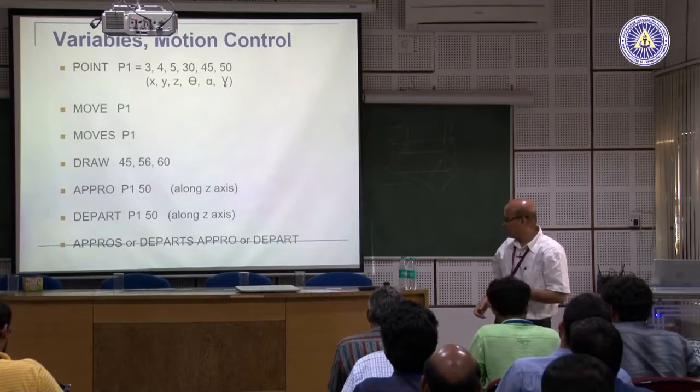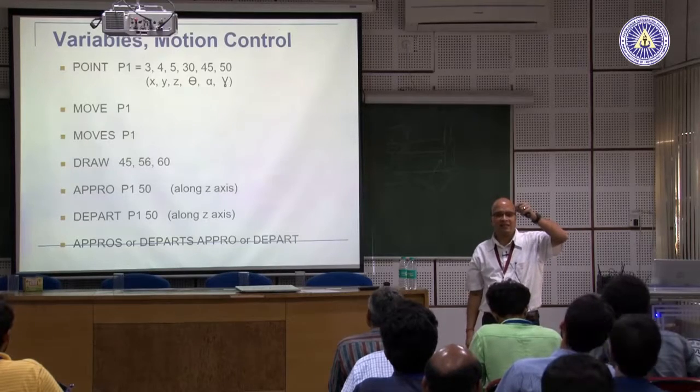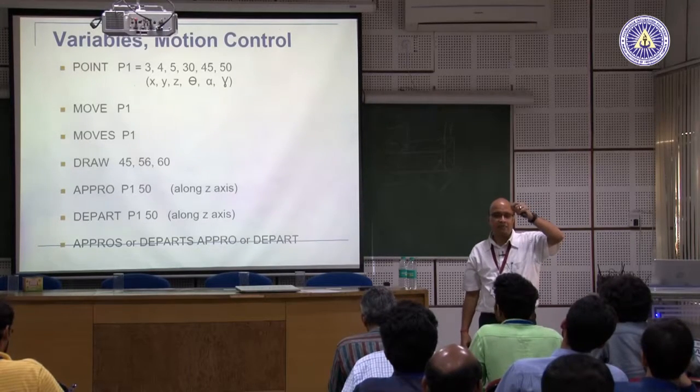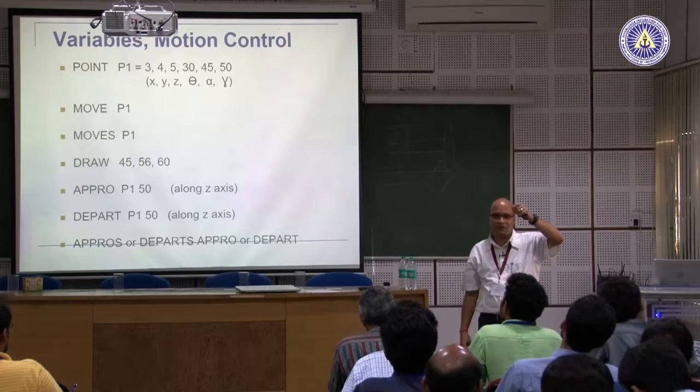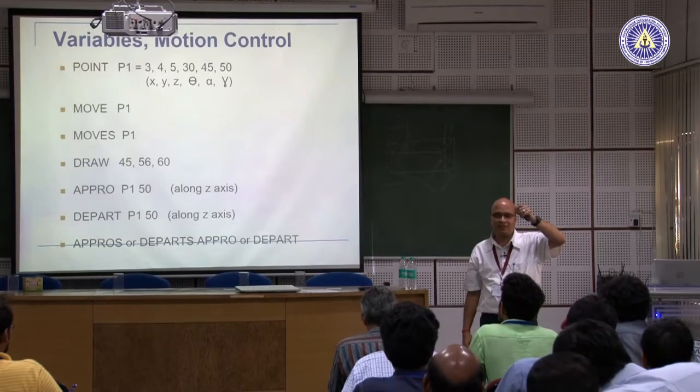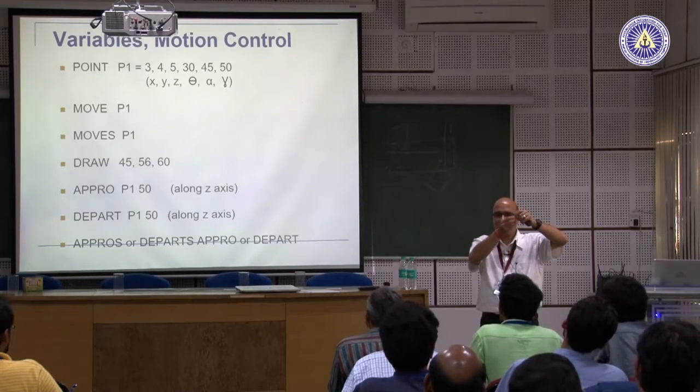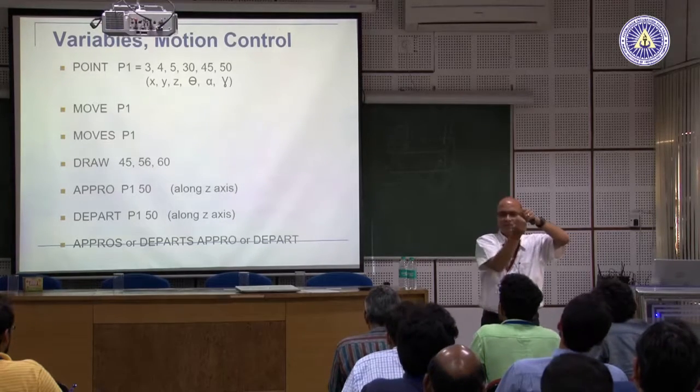So, I hope you understand that a point has coordinates, it has position, no orientation. A point in space has position, no orientation. But the orientation is also important, because the same point can have infinite orientations.